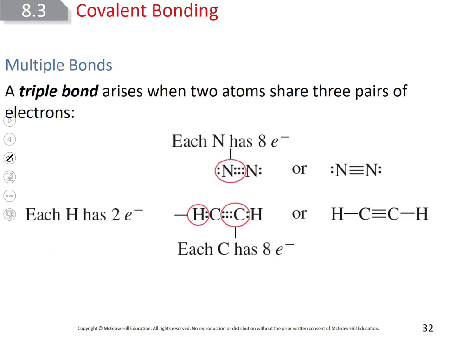Now triple bonds, such as the triple bond between 2 nitrogens. Each nitrogen has how many valence electrons?